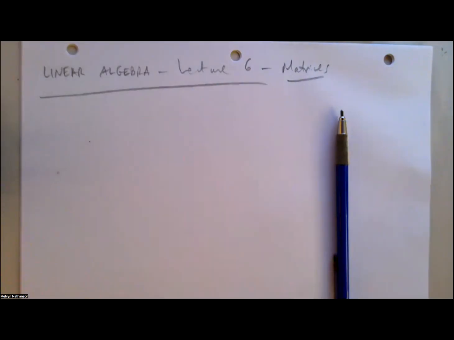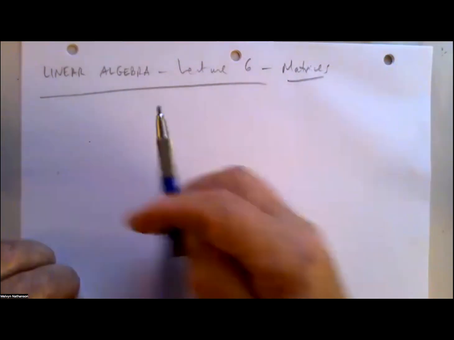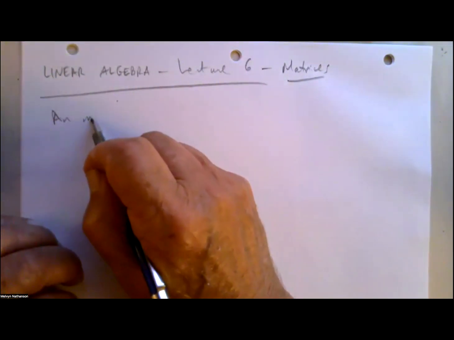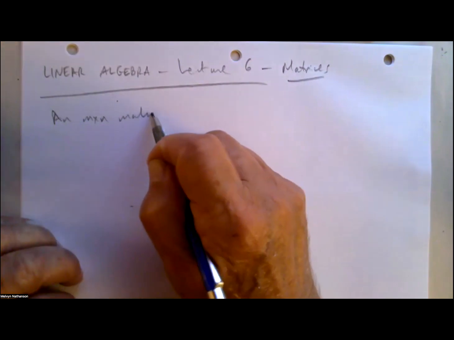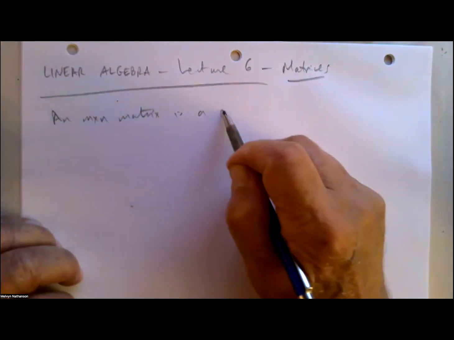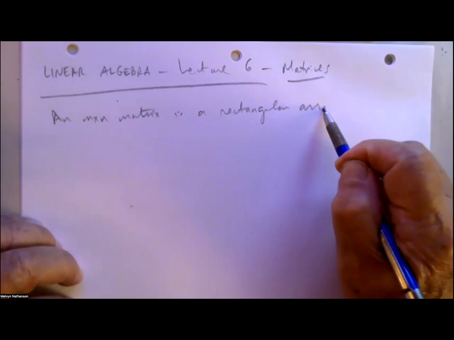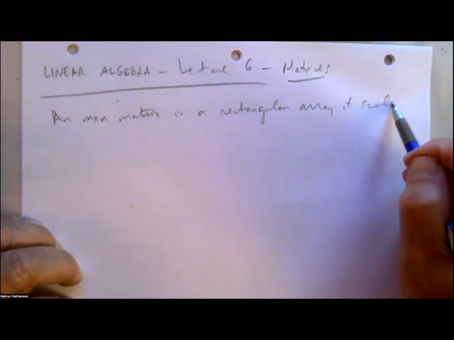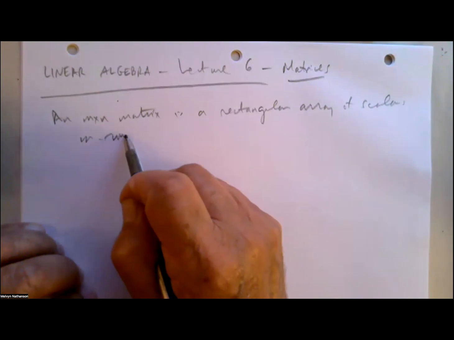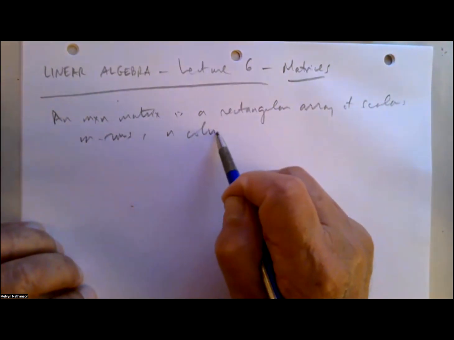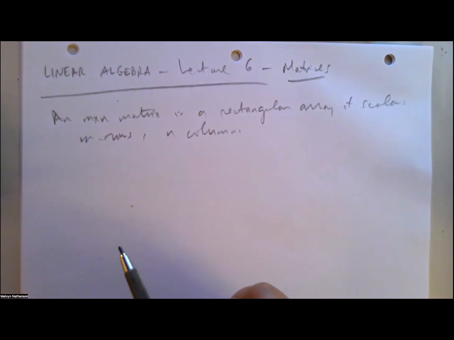Linear Algebra, Lecture 6. We started to talk about matrices last week. We will be studying matrices forever. An M by N matrix is just a rectangular array of numbers, of scalars, M rows, N columns. That's what the M and N mean.